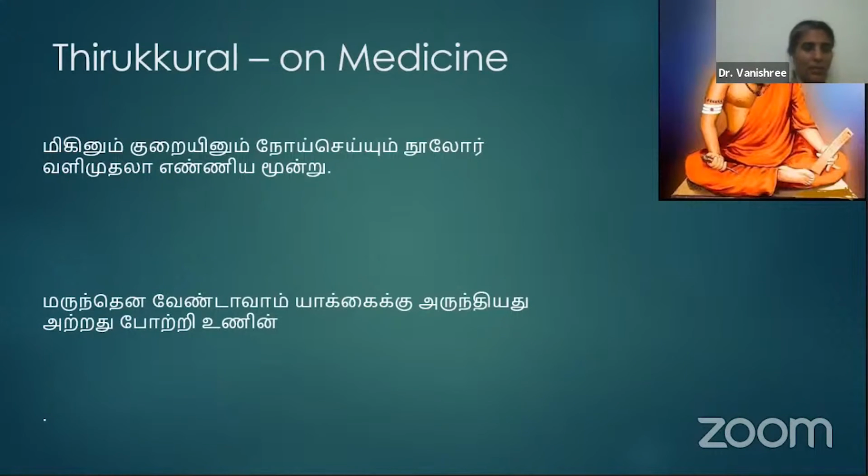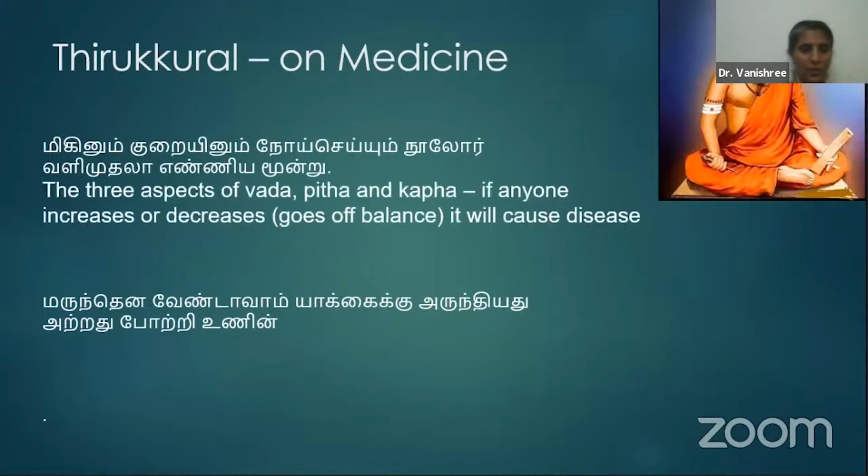The first one says, "Miginum Kuraiyinum Noiseyum Nulor Valimudala Enniye Moondru," which means the three aspects of Vata, Pitta, Kapha, which are already mentioned in Ayurveda, the same thing mentioned by Thiruvalluvar also in his Tirukkural. If any one of these goes out of balance, then the person will get a disease.